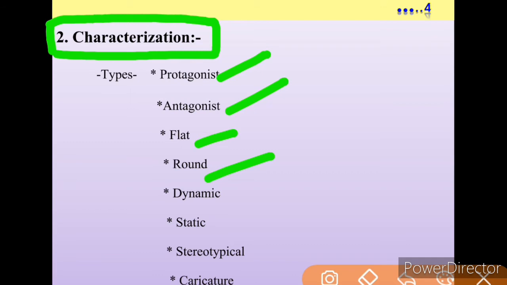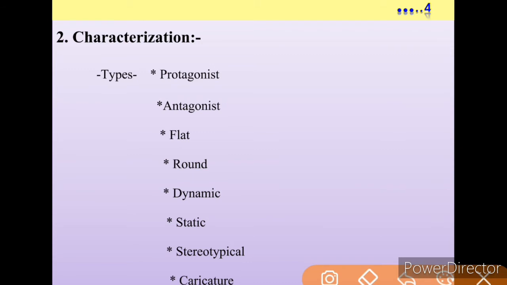Flat character: this is the minor character with 1 or maybe 2 sides to the personality. These characters might not seem very realistic or lifelike because so little is known about them. And in terms of round character, these characters are believable and complex people with several sides to their personality. They are lifelike and behave like real people would.